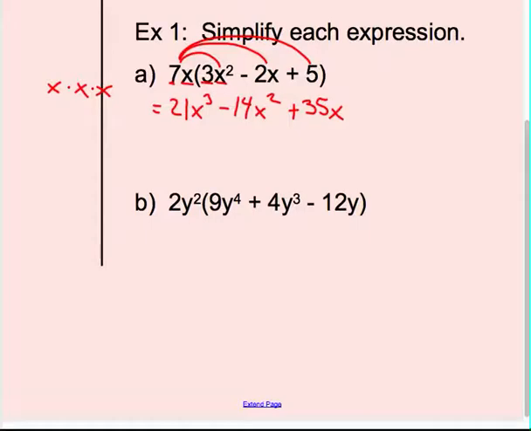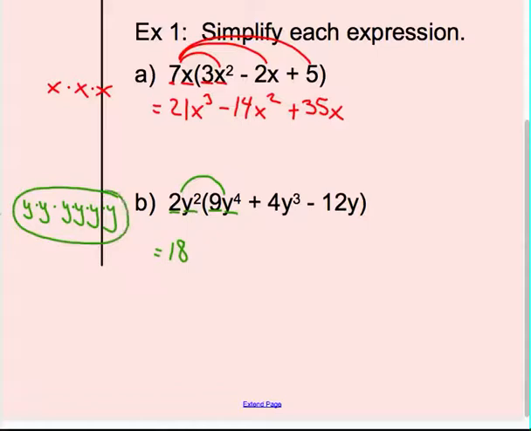So taking my 2y squared, distributing it to my first term, multiplying the coefficients, 2 times 9 is 18. y squared times y to the fourth. Let's look at this the long way one more time, and then maybe we can find a shortcut. So y squared is y times y. y to the fourth is y times y times y times y. So when we look at it all together, we have y times itself 6 times, or y to the 6th.